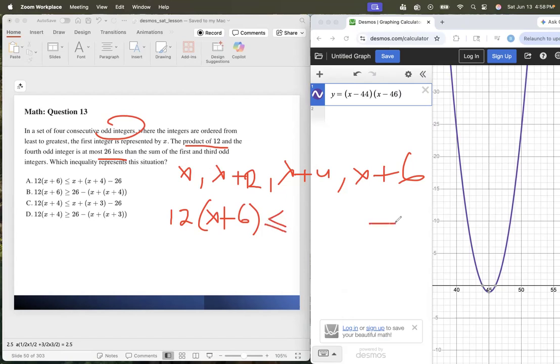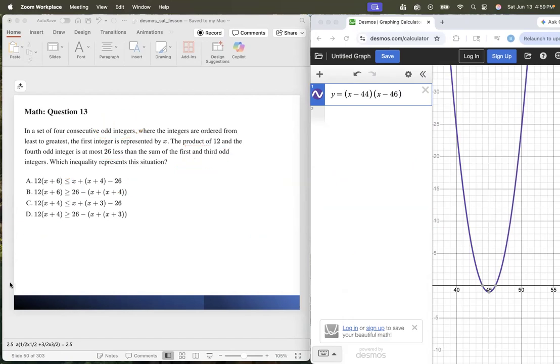26 less. So you have to subtract 26 from the sum of the first and the third. The first is x, and the third is x plus 4. And this is the inequality. So when I look at it, I see 4, 4. This is eliminated. And I say, well, it can't be greater. They say it's less. So I'm going to pick A. And that's how you do this question.